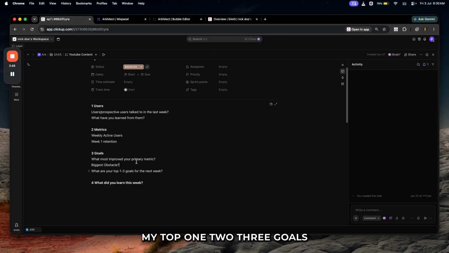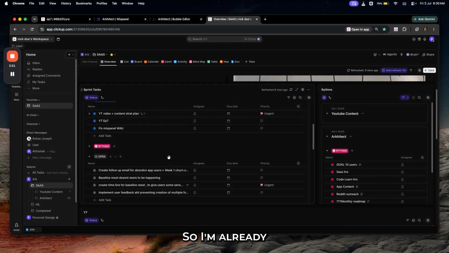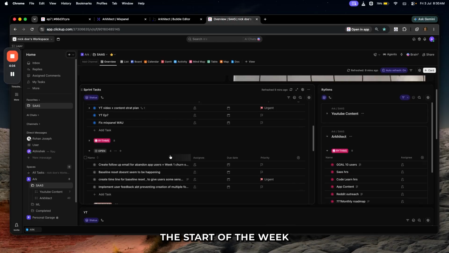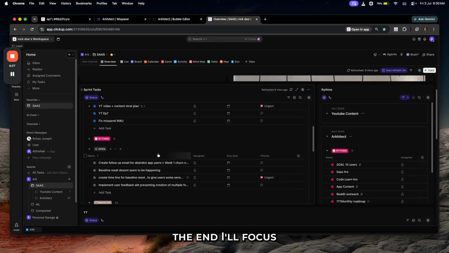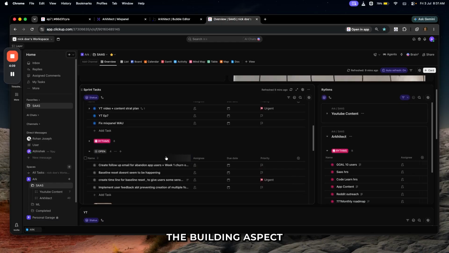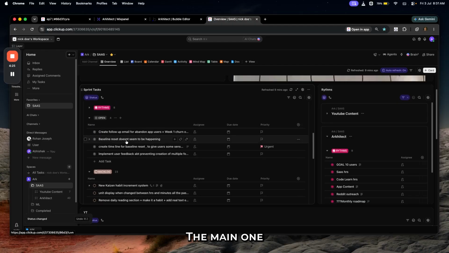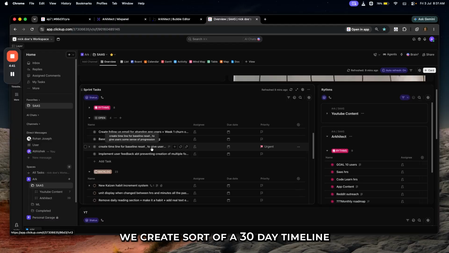And then my top 1 to 3 goals for the next week. So I'm already in the next week, probably tomorrow, and I'll be doing most of my work because this week I had a deadline at work. The start of the week I had to focus on that, so towards the end I'll focus more on the building aspect. I've already set up Mixpanel, so this should be good. The main one I need to do, what I was thinking, is to increase retention: when the user signs up, we create a 30-day timeline on when the baseline will reset, so that they have a frame and a path moving forward.